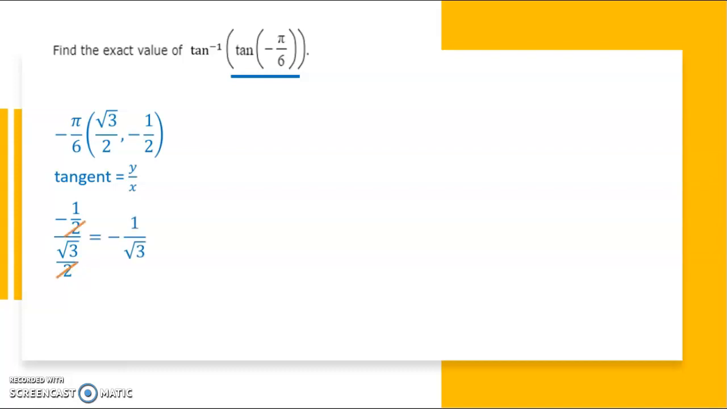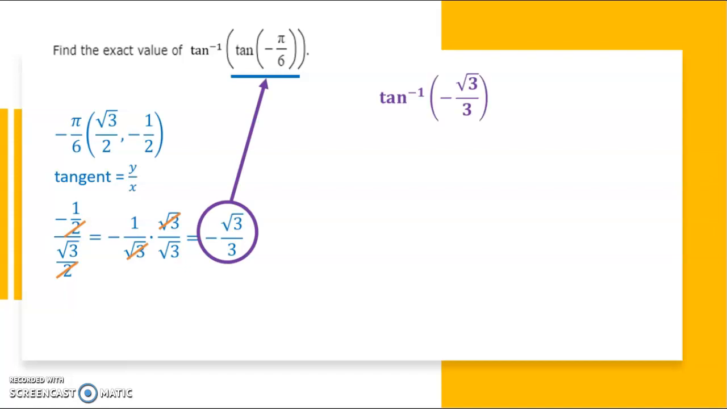We can cancel out those denominators because they're the same. And then since we have the root 3 in the denominator, we probably want to go ahead and rationalize. And then we end up with negative root 3 over 3. So now we want to do our replacement. Our new problem is find the inverse tangent of negative root 3 over 3.